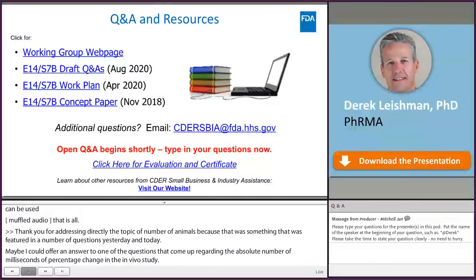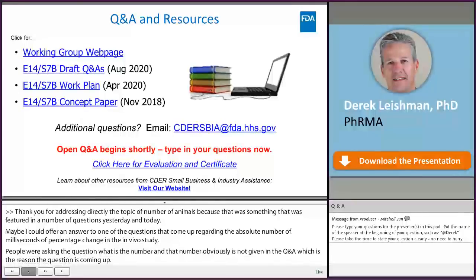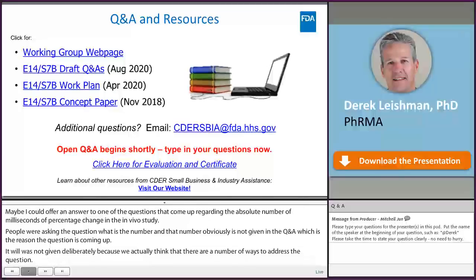It was not given deliberately because we actually think that there are a number of ways to address that question. One of the ways might be to think about a compound in humans: if it gives 10 milliseconds at a particular concentration, you may consider how many milliseconds that same concentration gives in animals, and that may be the power that you'd like to drive the animal study to.